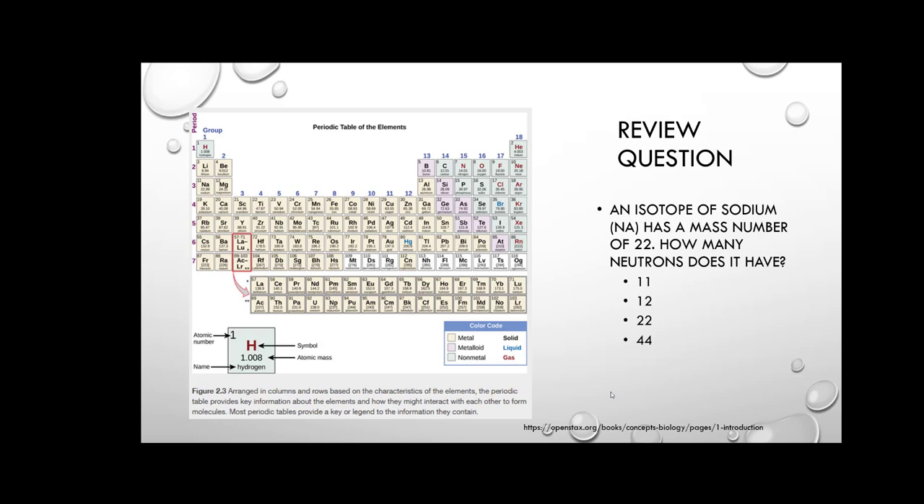All right, here's another question. An isotope of sodium has a mass number of 22. How many neutrons does it have? Would it be 11, 12, 22, or 44?